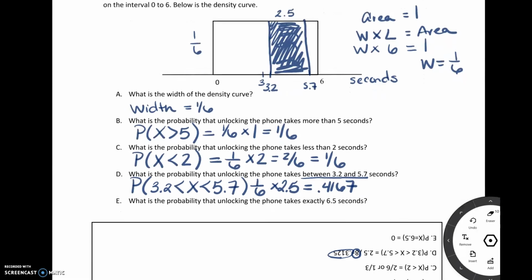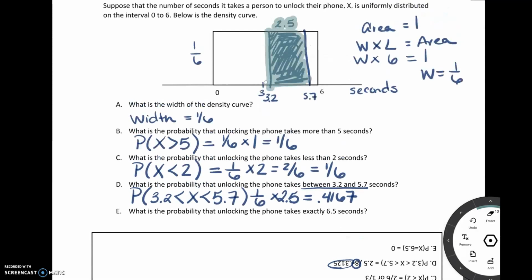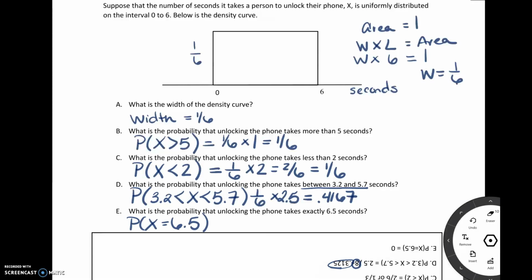All right, so what is the probability that unlocking the phone takes exactly 6.5 seconds? So let's erase our work from the previous one. What we're asking here is the probability that x is equal to 6.5. Well, notice that our sample space runs from 0 to 6, and it's any number including or in between 0 and 6. 6.5 is not in our sample space. It's not an option for the random variable. So automatically we know that this is equal to 0.